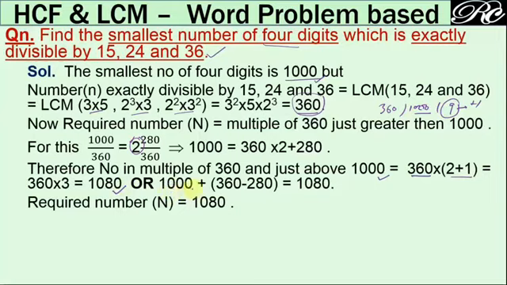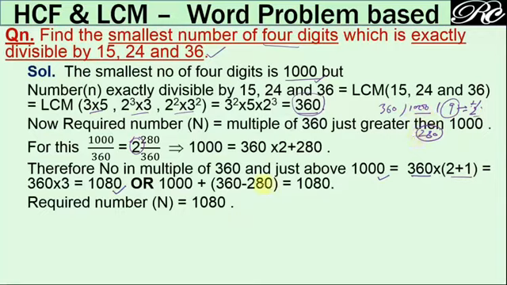Or another way we can also calculate. Here the remainder is 280, and the quotient is 2 times only. So if we subtract this 280 from 1000, that will come just below 1000.